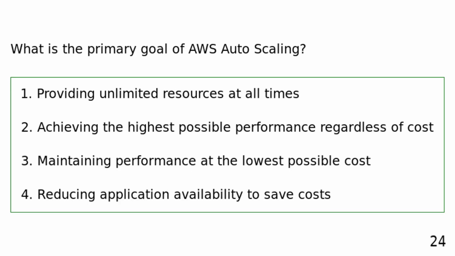What is the primary goal of AWS Auto Scaling? Providing unlimited resources at all times. Achieving the highest possible performance regardless of cost. Maintaining performance at the lowest possible cost. Reducing application availability to save costs.